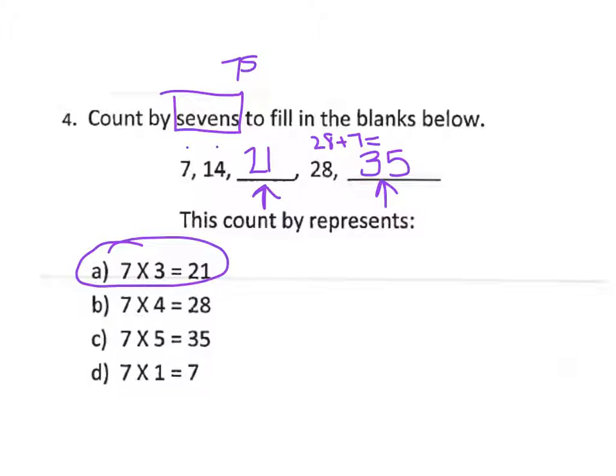Now I also have a count by of 35. That was done 1, 2, 3, 4, 5 times. So my answer is actually 2. It represents 7 times 3, which equals 21, and 7 times 5, which equals 35.